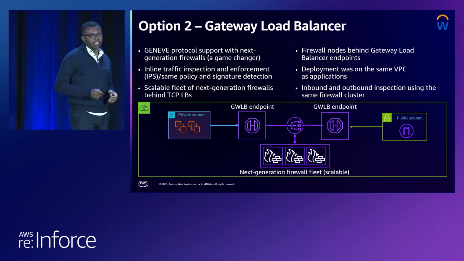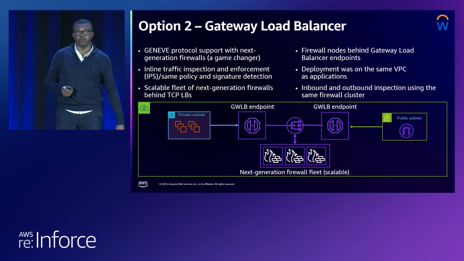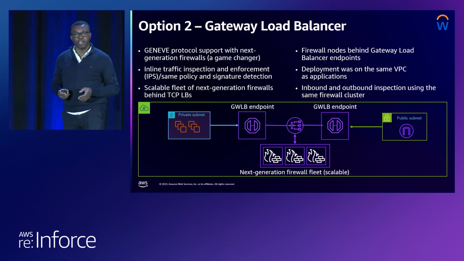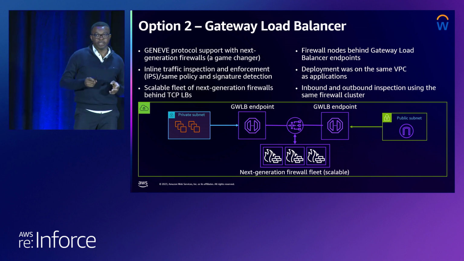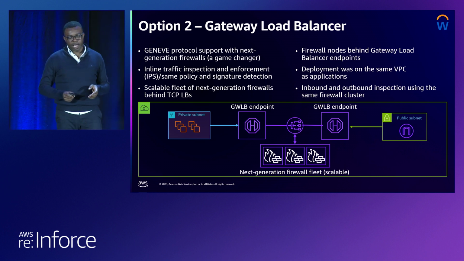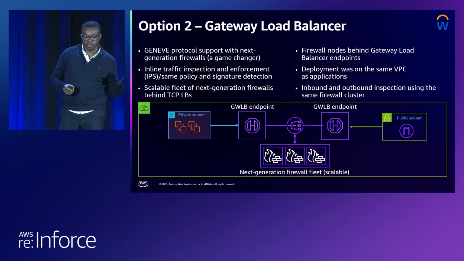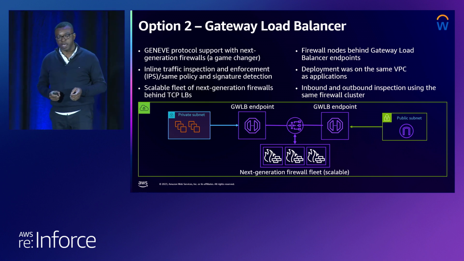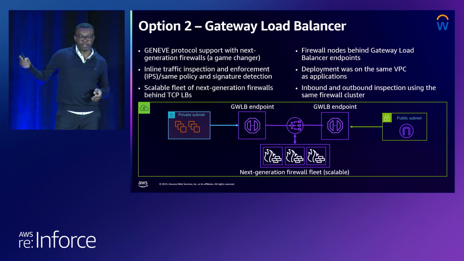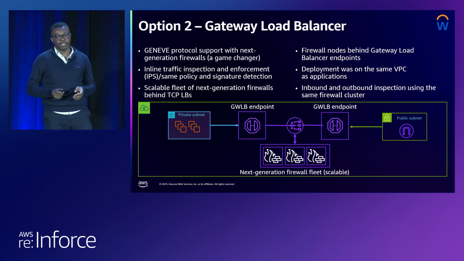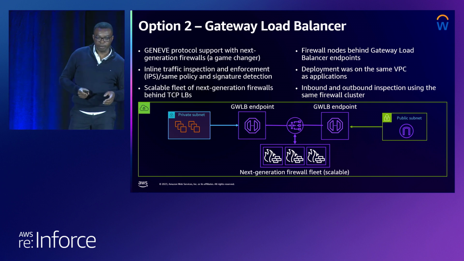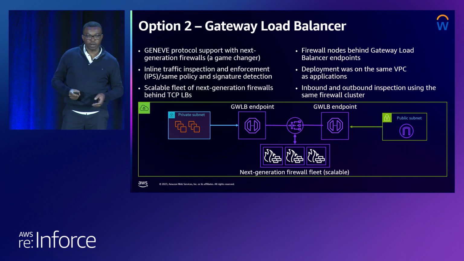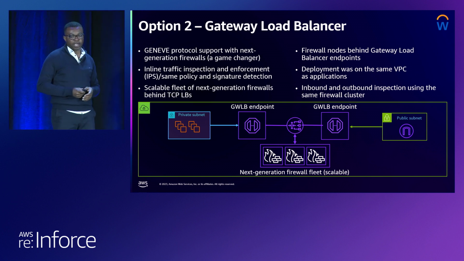I kind of feel that the support for the GENEVE protocol in AWS was more like a game changer to the way firewalls are currently deployed in the AWS cloud. In this setup, we direct all outbound traffic to the gateway load balancer endpoint for inspection. We also direct inbound traffic from the public internet to the gateway load balancer endpoint. And beneath that is this scalable next-gen firewall that still had the previous policies we had.